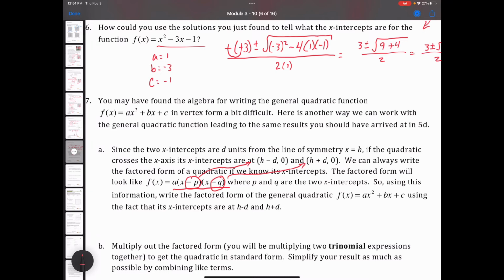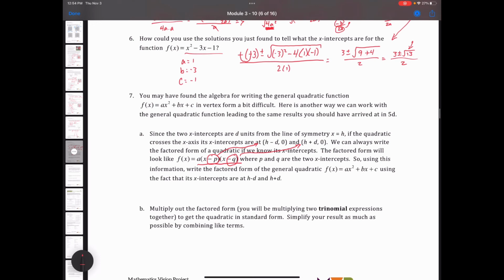Okay, so what we're going to try to do now is rewrite this factored form right down here in terms of the x-intercepts using h minus d and h plus d. So remember that if we have those x-intercepts, we are going to actually change their sign. So we'll say a times x, and we change the sign of this thing in here, so it's x minus h plus d. That's one factor. And then we change the sign of the thing over here: x minus h minus d. Just like that, okay?